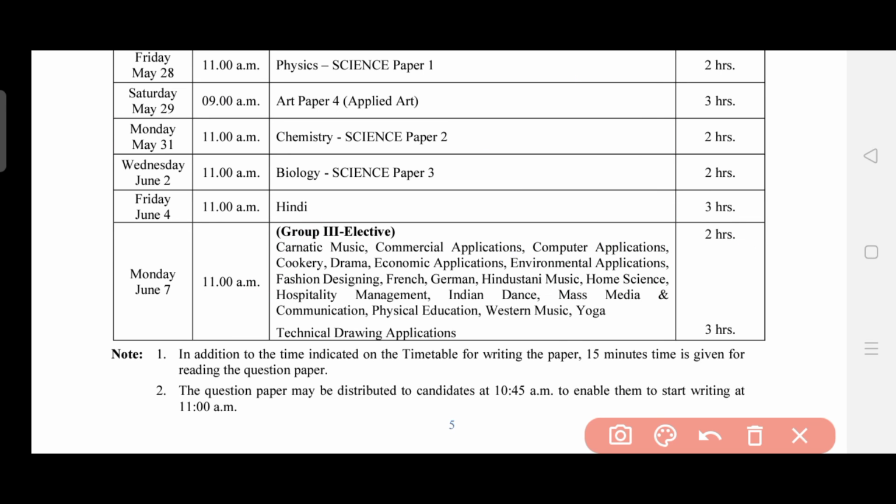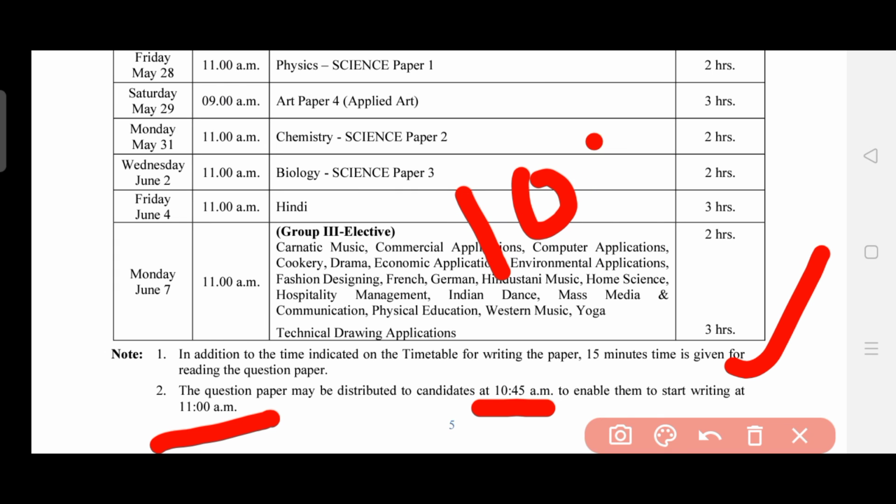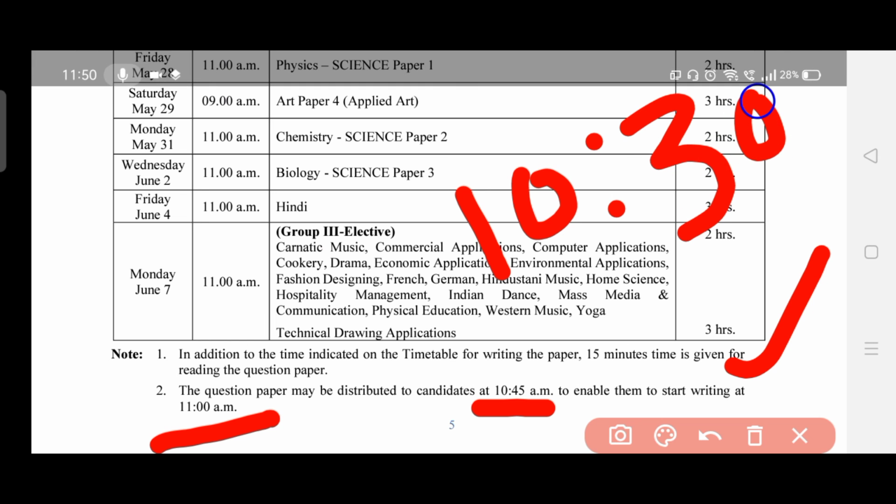Now talking about the time, in addition to the time indicated on the timetable for writing the paper, 15 minutes is given for reading the question paper. Candidates are required to start writing at 11 a.m. and the question paper would be distributed to you by 10:45 a.m. So it would be much better that you reach the school at least by 10:30 a.m. at the latest.